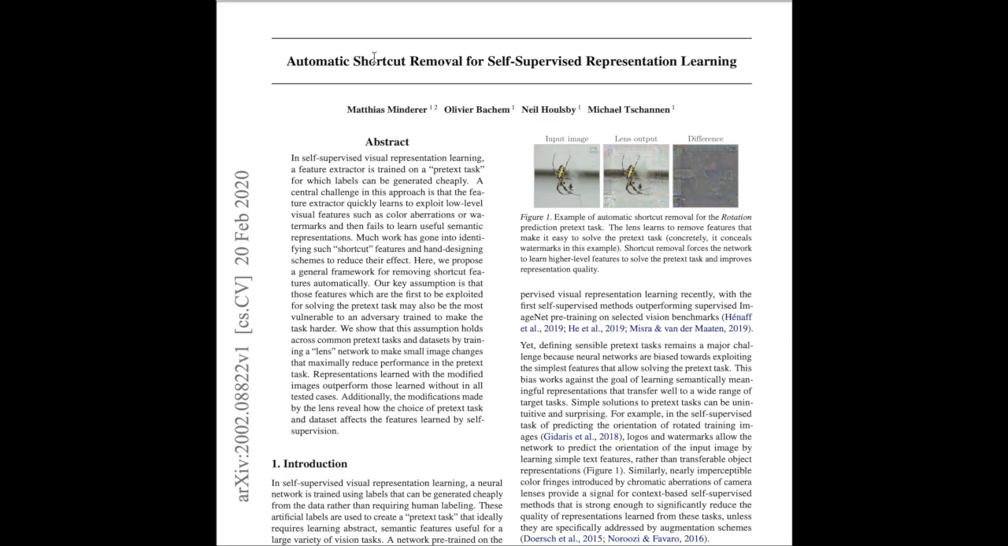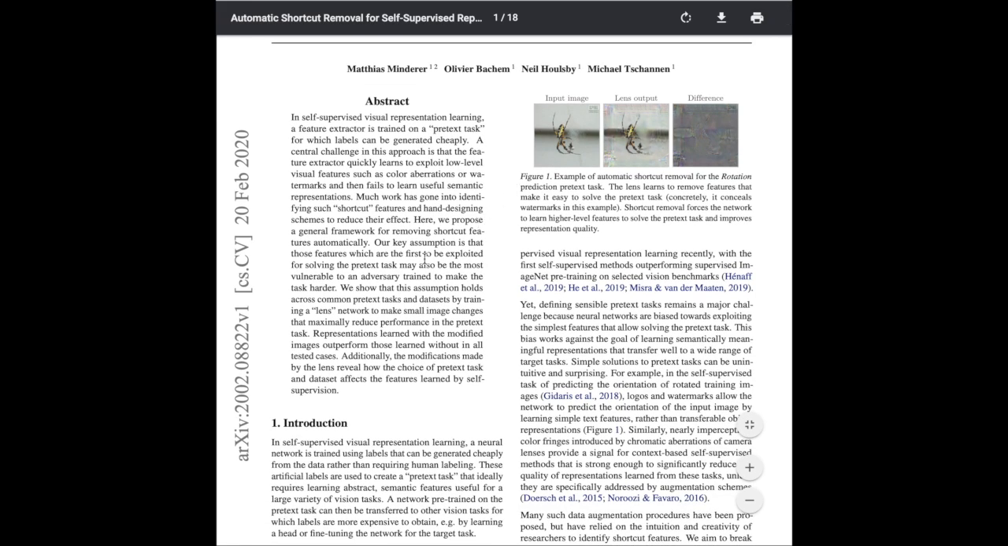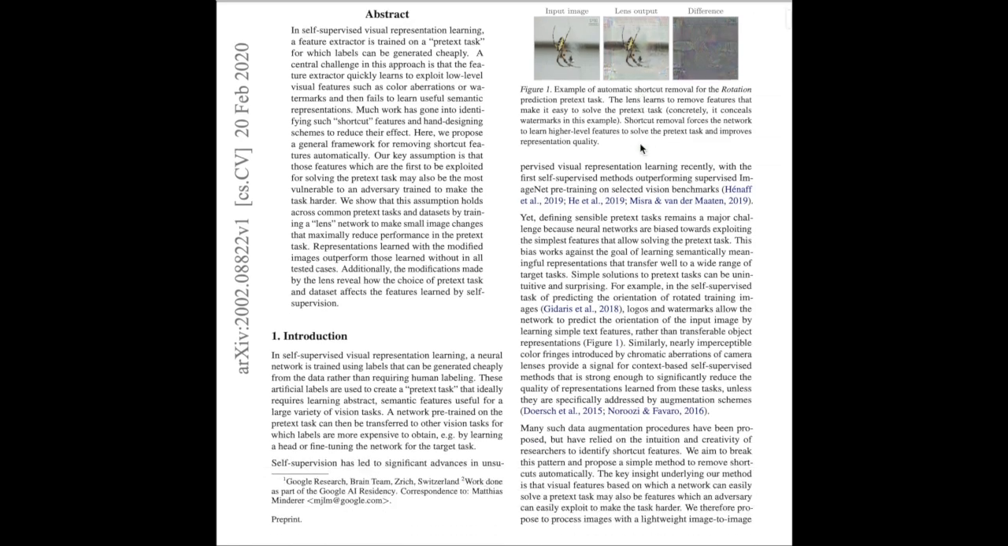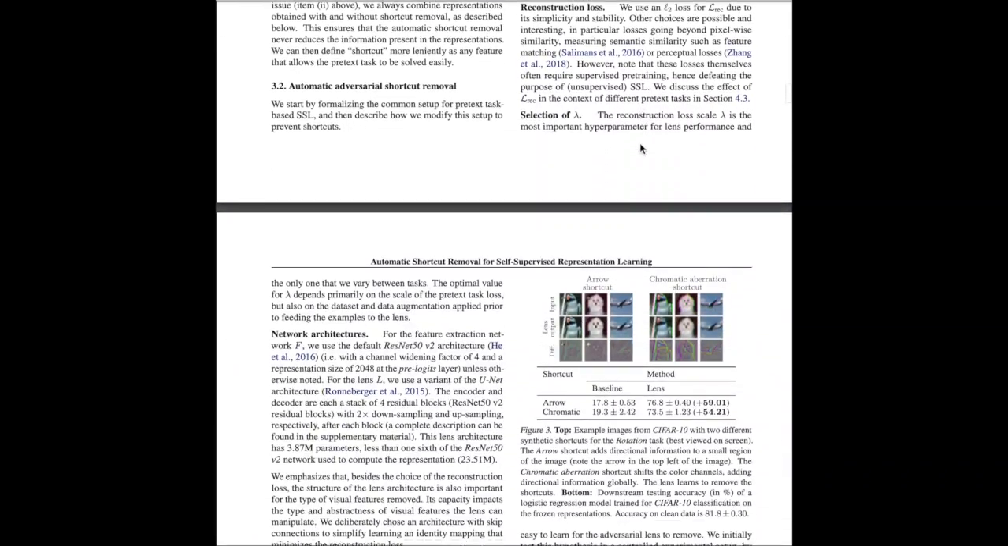So the idea behind this paper, automatic shortcut removal for self-supervised representation learning, is to have an adversarially trained image-to-image translation model that preprocesses the images to make the self-supervised learning task harder. So the lens output takes in this input image and then tries to produce an image that makes the task of predicting the rotation angle harder. So basically it can't exploit these high-frequency features that aren't semantically useful for downstream tasks.